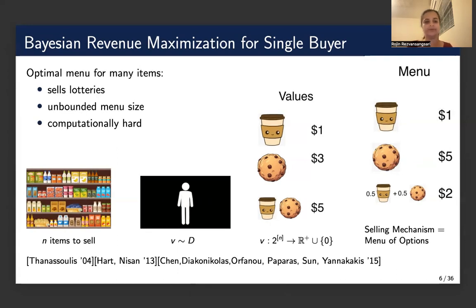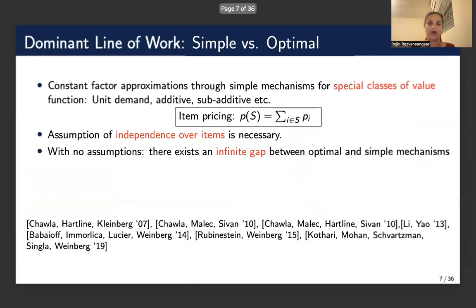And now, just as we saw, optimal menus can sell lotteries and randomized allocations, could have unbounded menu size, and be computationally hard. So optimal menus have some undesirable properties. This brings us to the first dominant line of work, which is simple versus optimal. The idea here is to, rather than finding optimal mechanisms, find simple mechanisms that would approximately give us the same revenue. There has been a lot of work done in this area. For example, for special classes of valuation functions, such as unit demand, additive, and sub-additive, there are constant factor approximations through simple mechanisms. For example, item pricing.